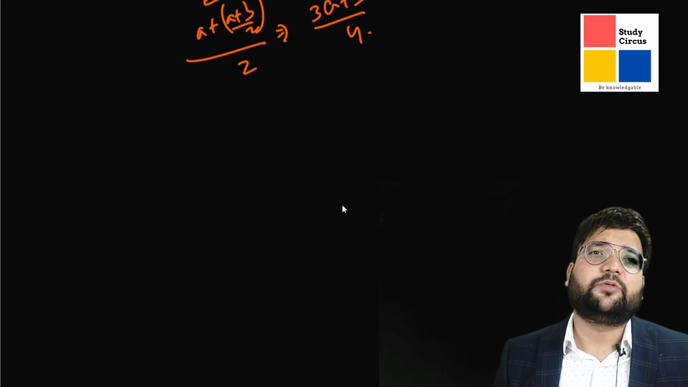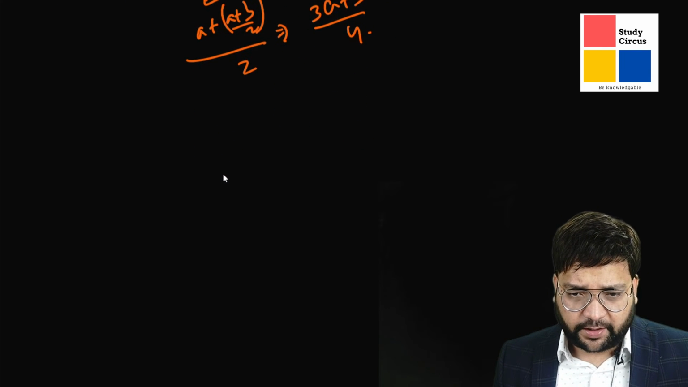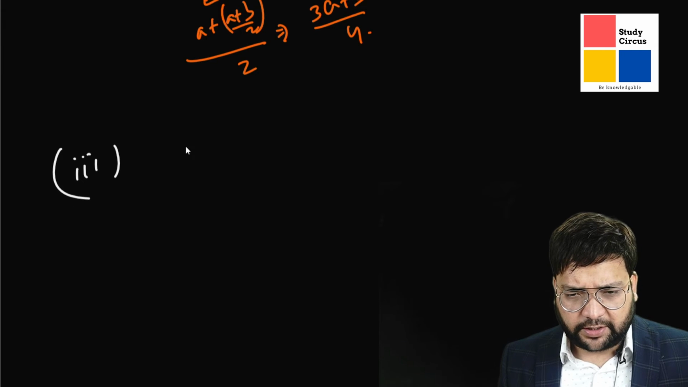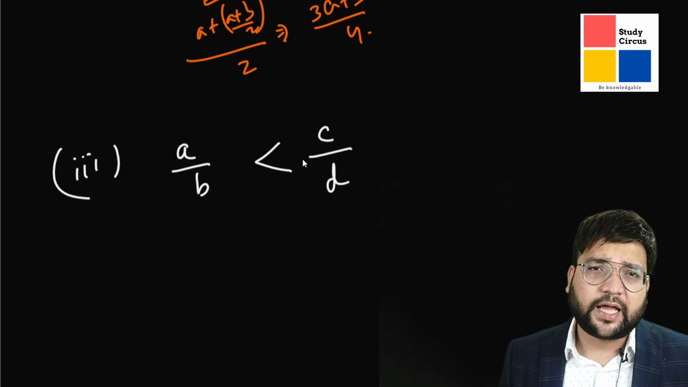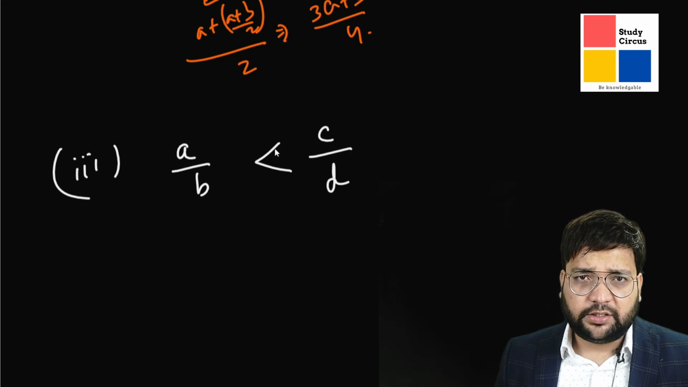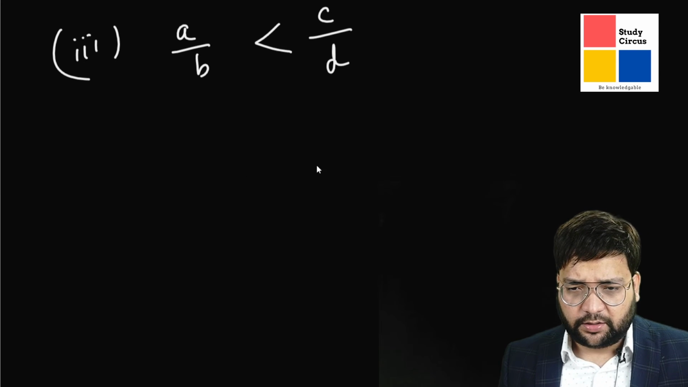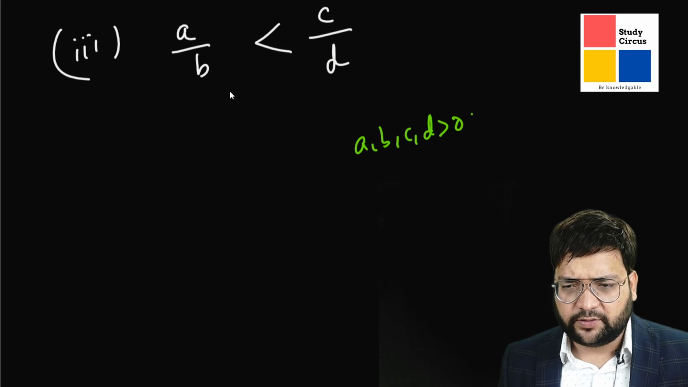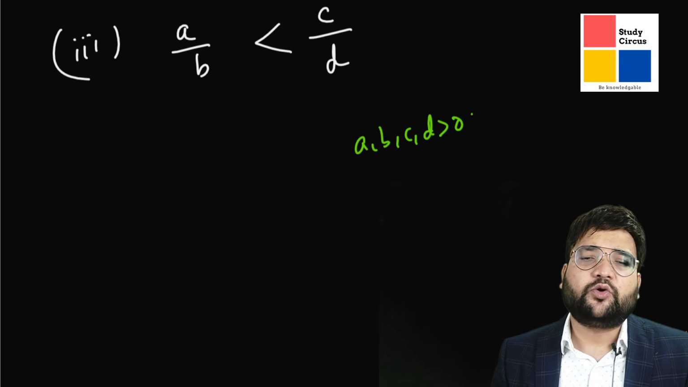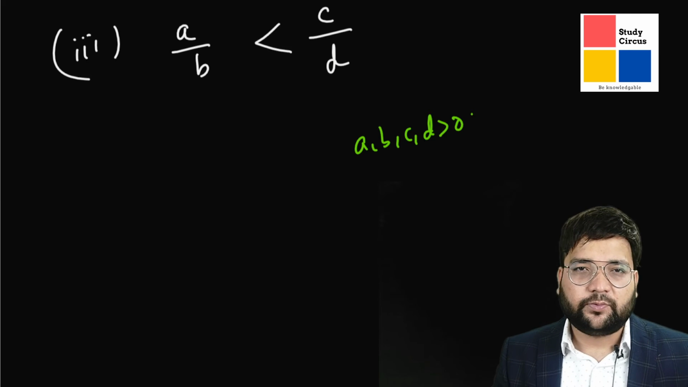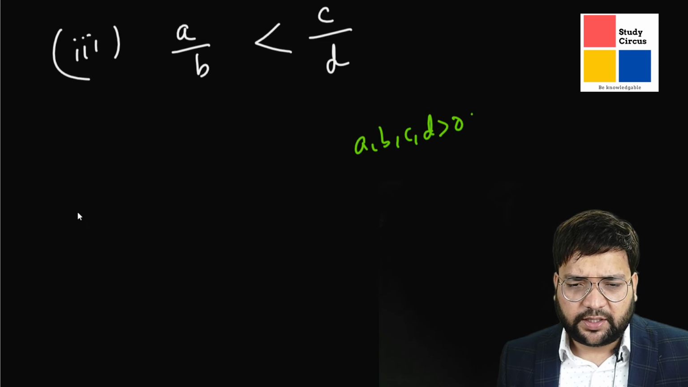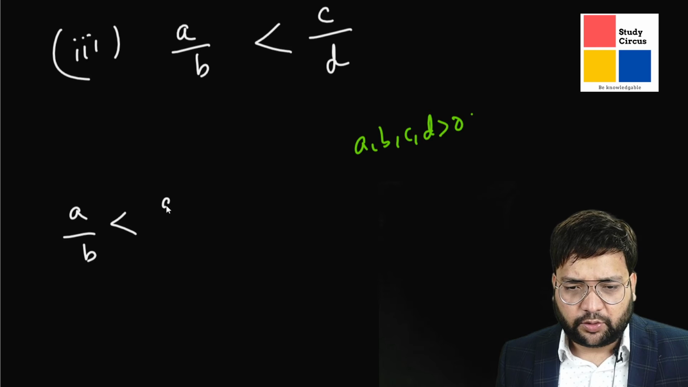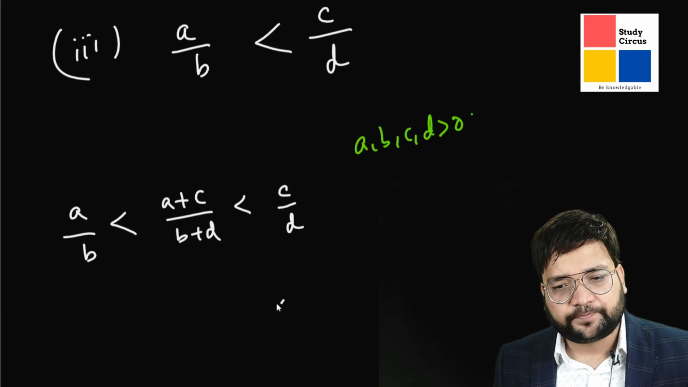Another method of finding numbers between two given rational numbers. Let's say there is a rational number a upon b, and another is c upon d, and let's say c by d is more than a by b. If a, b, c, d are all positive, of course if they are negative also, we can find at least the magnitude, which number is more, and then manipulate accordingly for the sign. So if a, b, c, d are positive numbers, I can simply add the numerators and then add the denominators. This is going to be certainly in between the two.